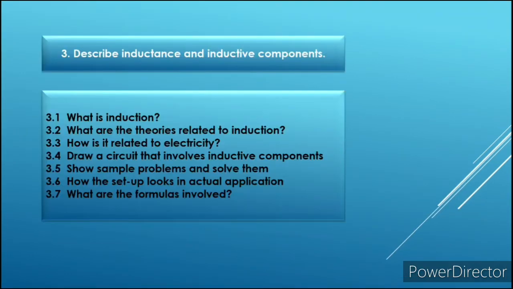How is it related to electricity? It is related to electricity because electromagnetic induction has the ability to generate electric current with a magnetic field. Examples for this are electric generators and electric transformers. Both use electromagnetic induction to generate electricity or change the voltage of electric current.